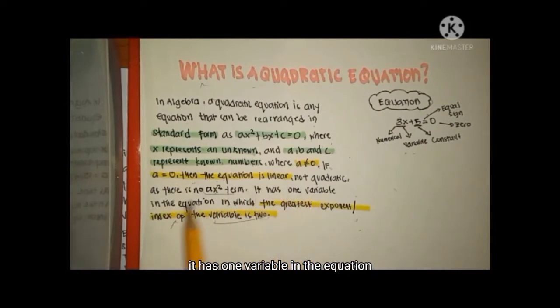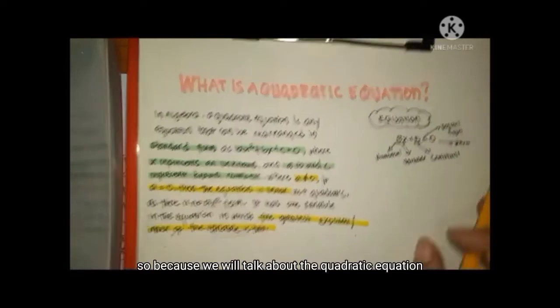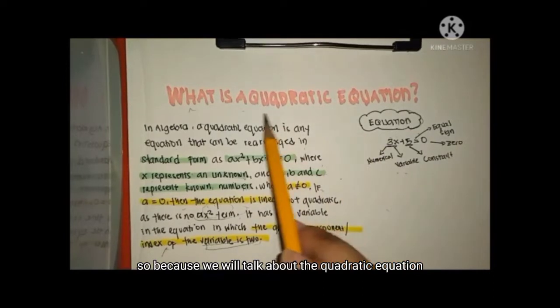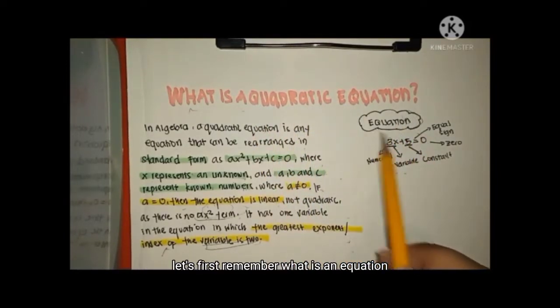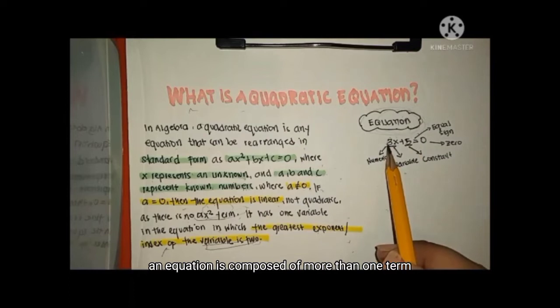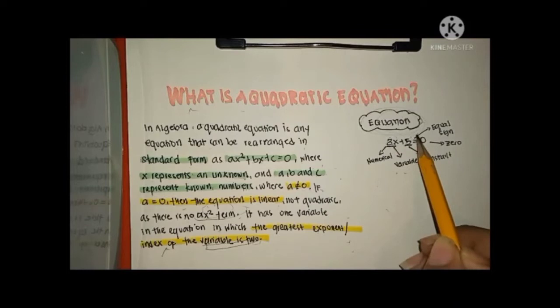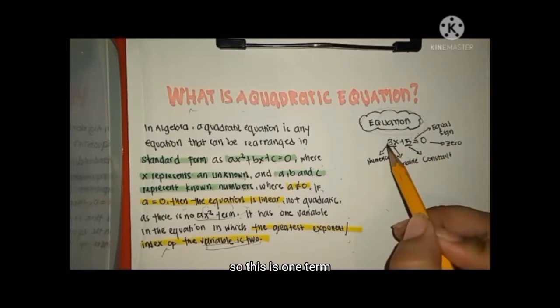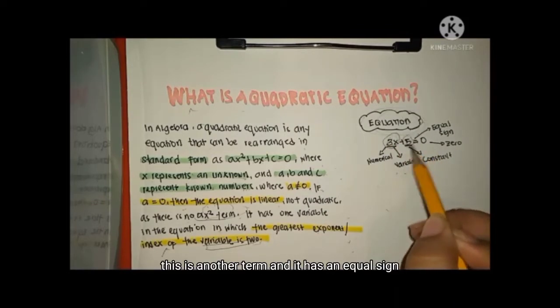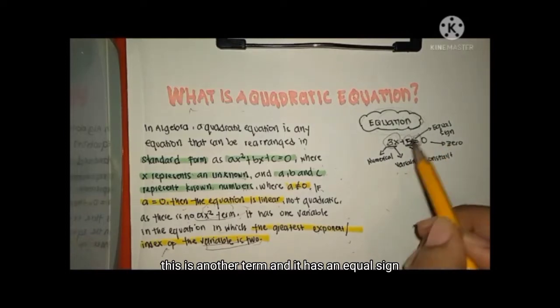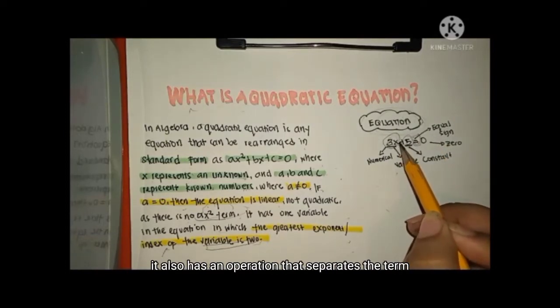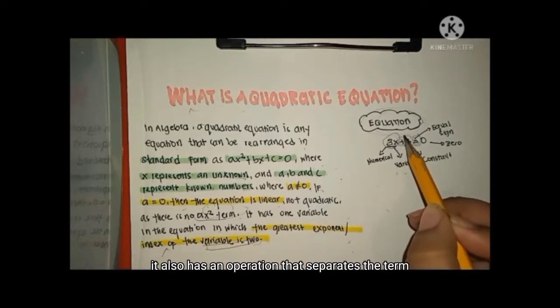It has one variable in the equation in which the greatest exponent or index of the variable is 2. So it refers to the ax squared. Because we will talk about the quadratic equation, let's first remember what is an equation. An equation is composed of more than one term and has an equal sign. So this is one term, this is another term, and it has an equal sign. It also has an operation that separates the terms.